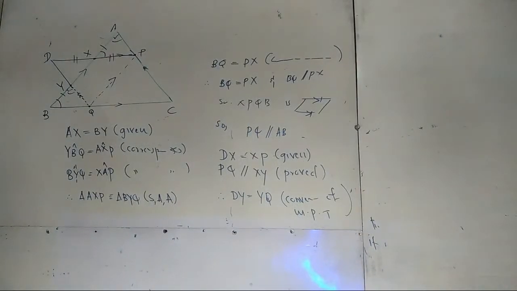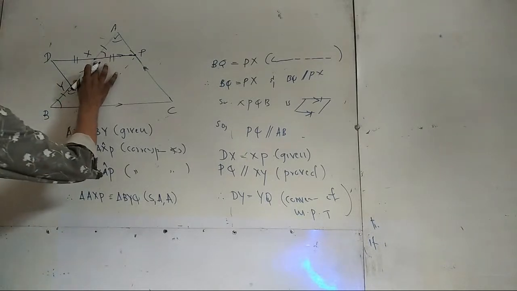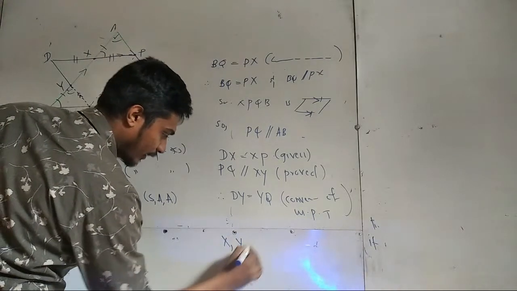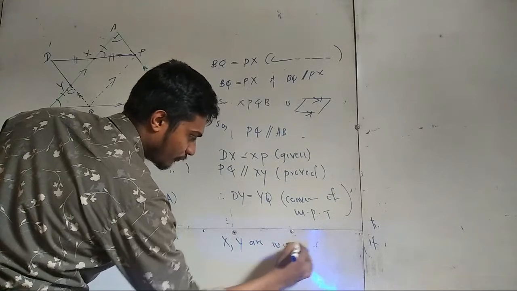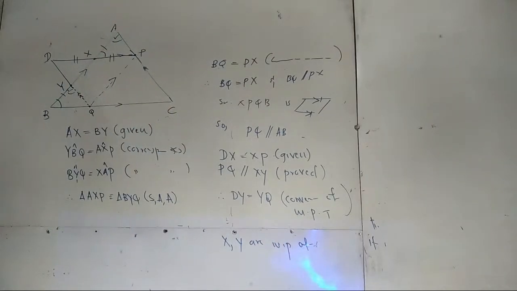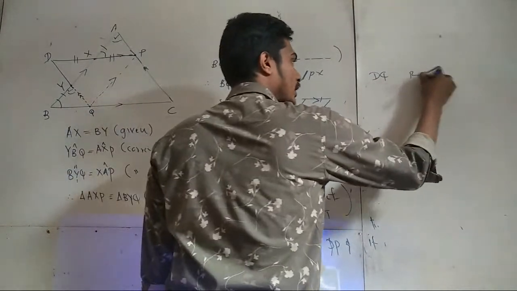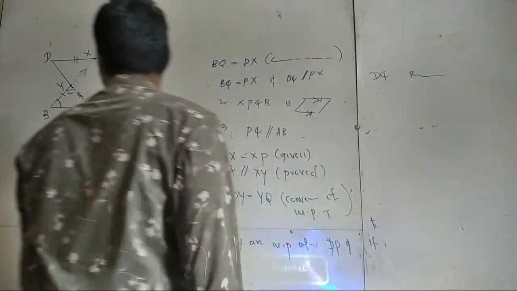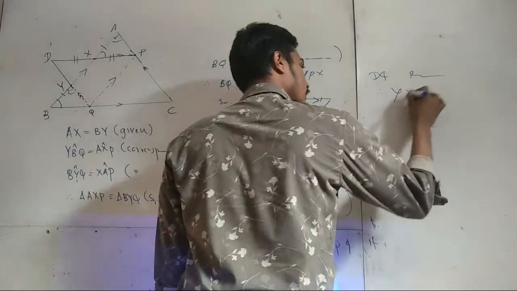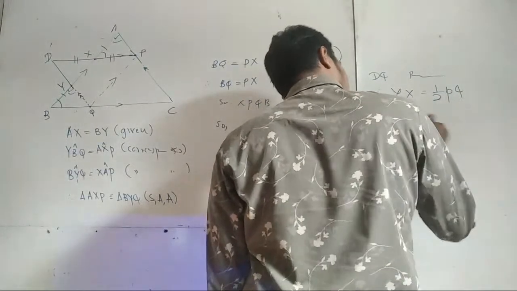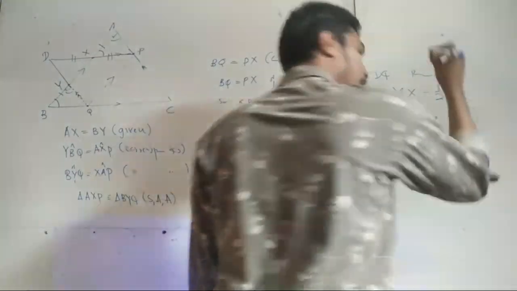That is what they asked me to show. Is that all? Show that XY equal to half of PQ. So this is a midpoint. Now you can use the midpoint theorem. X, Y are midpoints of DP and DQ respectively. Therefore, YX equal to half of PQ. What is the reason for this? That is because of the midpoint theorem.